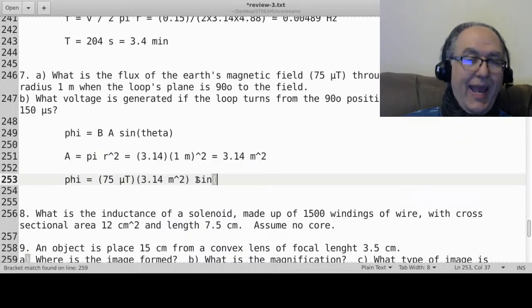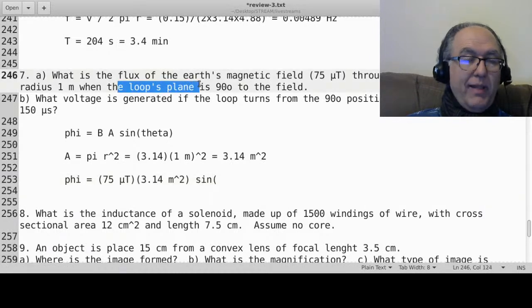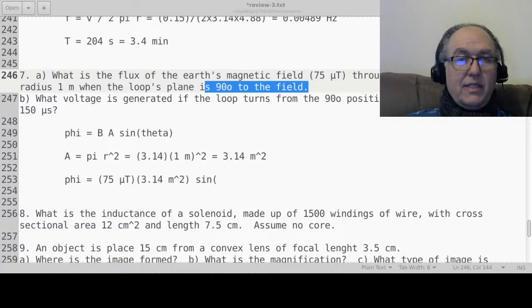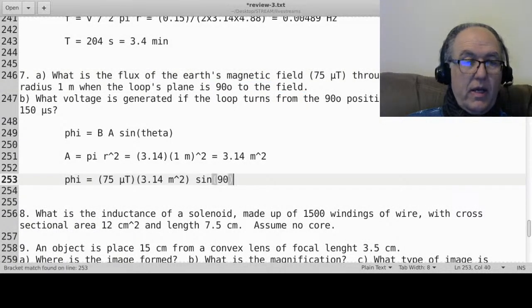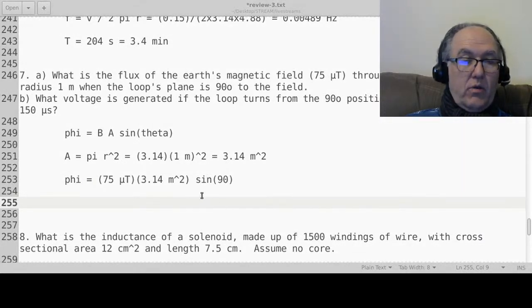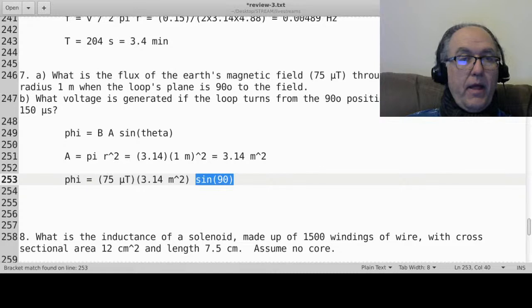And then sine of the angle. I said the loop's plane makes a 90-degree angle to the field, and that's what theta is. That's that angle there, so this is going to be 90 degrees. Sine of 90 degrees is 1. So this part here gives you 1. All right, what's the rest of it give you?